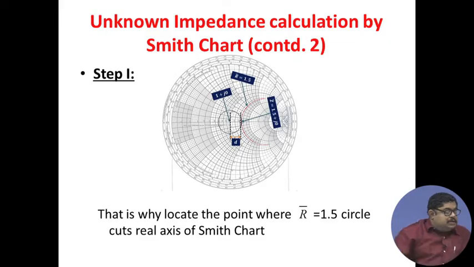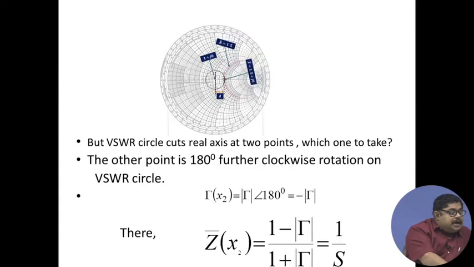The instruction was: locate the point where the R bar equal to 1.5 circle cuts the real axis of the Smith chart, because I know that at that point R bar is equal to VSWR. Since I have measured VSWR to be 1.5, I am locating that point, by which I am locating one point of the VSWR circle, and I know that for all VSWR circles, the center is the origin of the Smith chart.